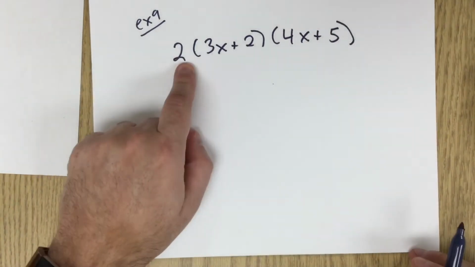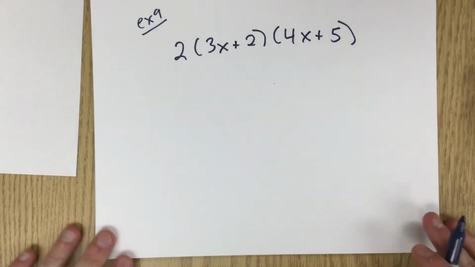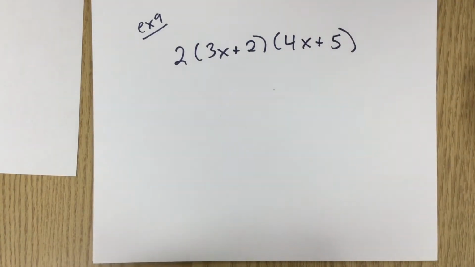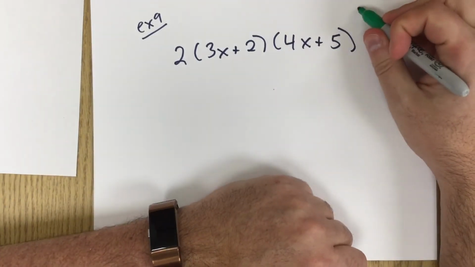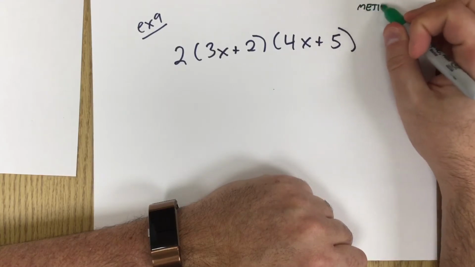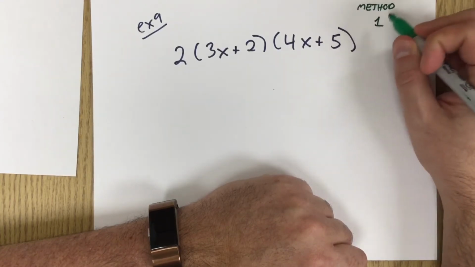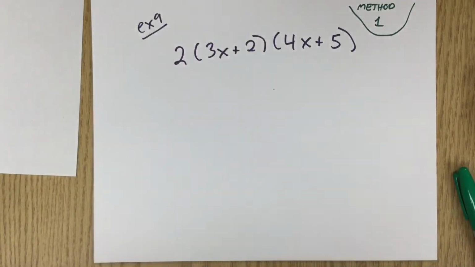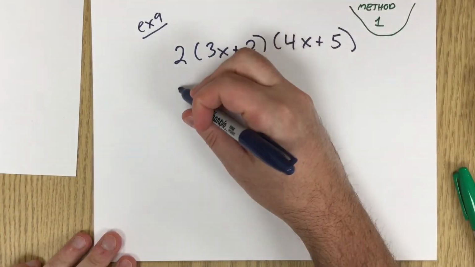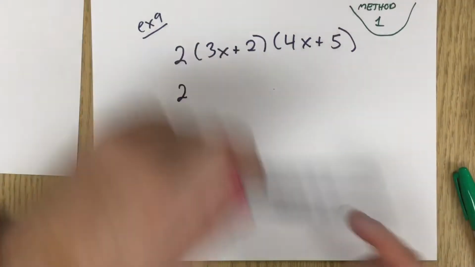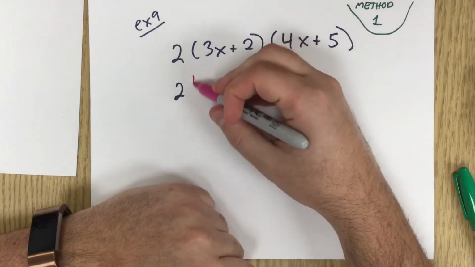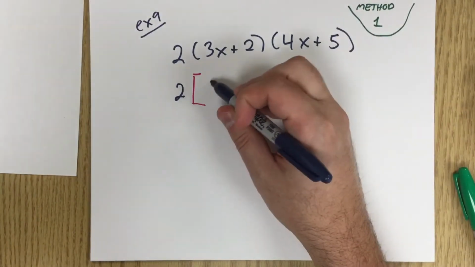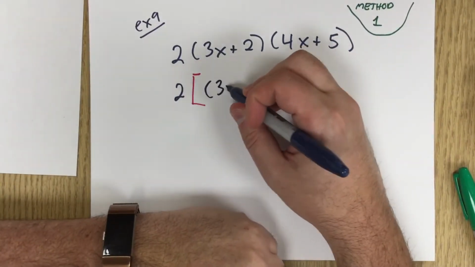So here we have something times something times something. We have 3 things multiplied by each other. And I'm going to show it in 2 different ways. So we're going to call this method 1. So method 1 is, I'm going to use kind of a square bracket. So I'm going to put the last 2 terms into a square bracket.